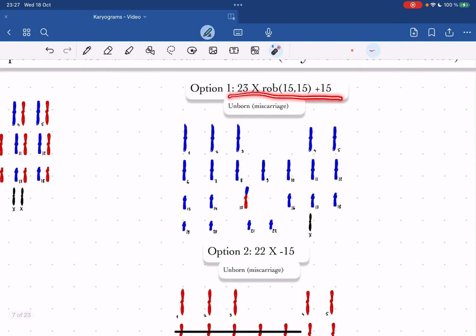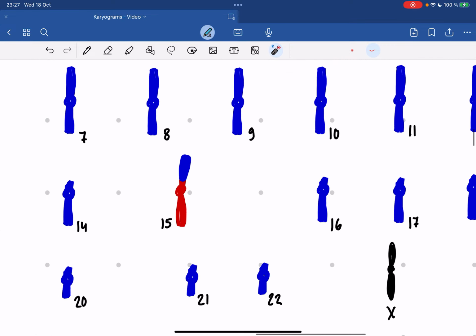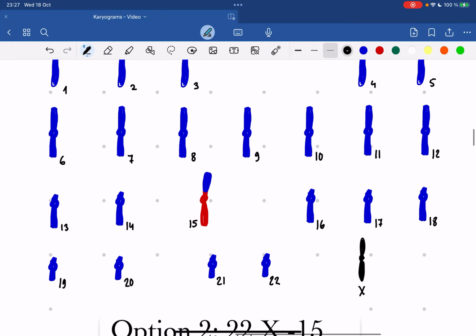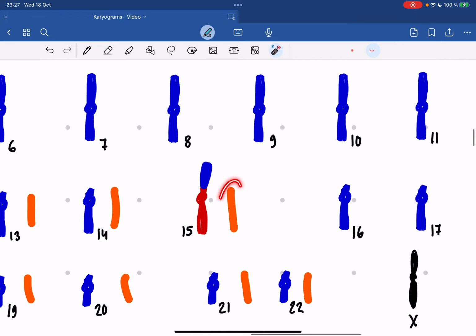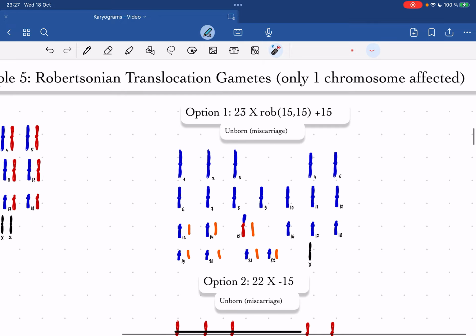23X Robertsonian 15, 15 plus 15. Why plus 15? Because it's a trisomy. Why? Because this piece right here represents another piece of a chromosome. So technically you have 2 15s right here. And if you add the dad's gametes right here, we would have 1, 2, 3 chromosomes for number 15, and that would be a trisomy.